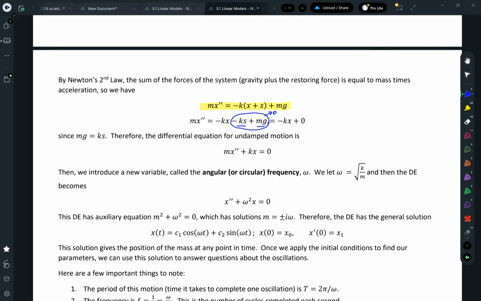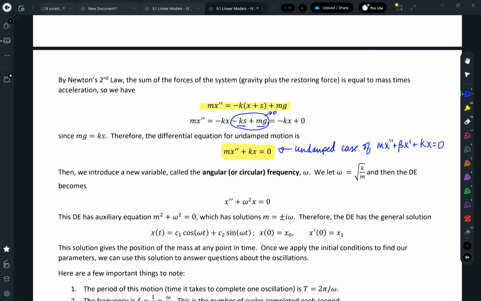And so that gives us this differential equation, mx double prime plus kx equals 0. Notice there's no beta x prime. So this is just the undamped case of mx double prime plus beta x prime plus kx equals 0. This is the only difference at all.